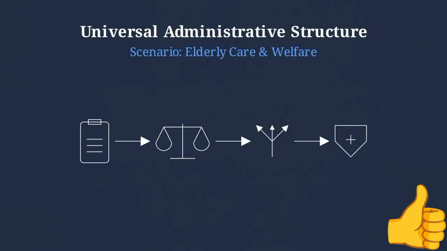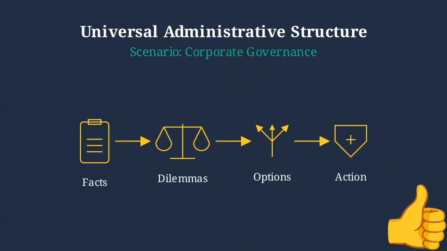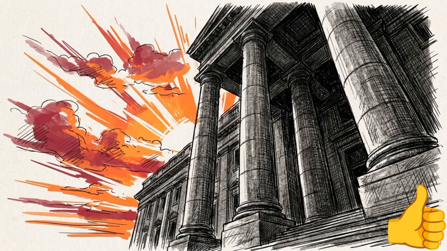This structure remains consistent whether the crisis involves elder abuse or corporate corruption and whistleblowing. We will apply it to a new set of facts in the next session. See you then.